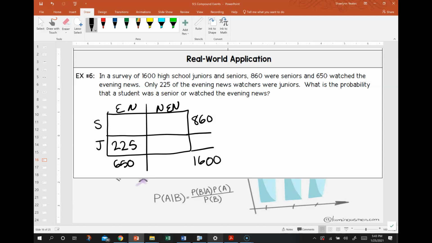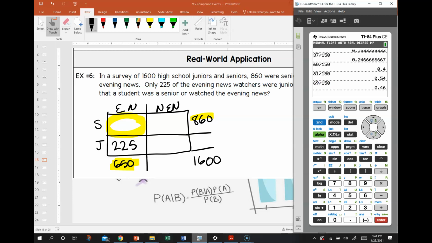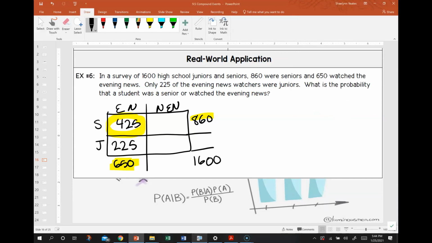So we need to figure out the total amount of seniors that watched the evening news. And so we can add the total number of seniors with the total number of evening news watchers and subtract our overlap. So I'm going to take my 650 evening news watchers, subtract the number of evening news watchers that were juniors, and I get 425.